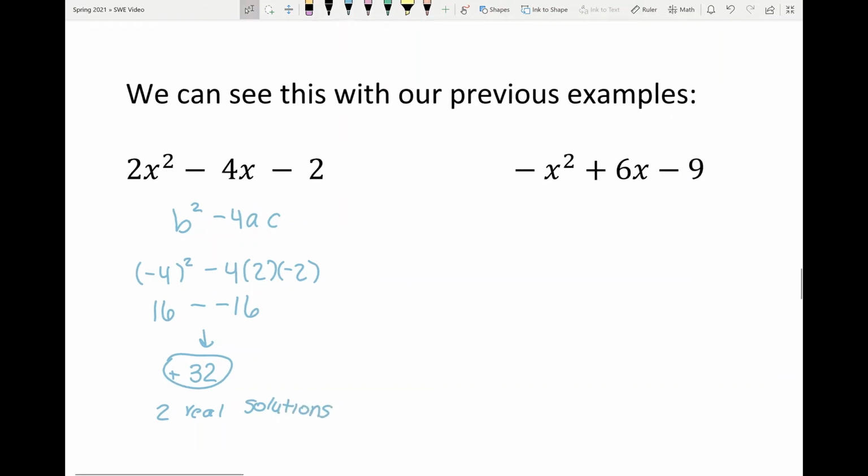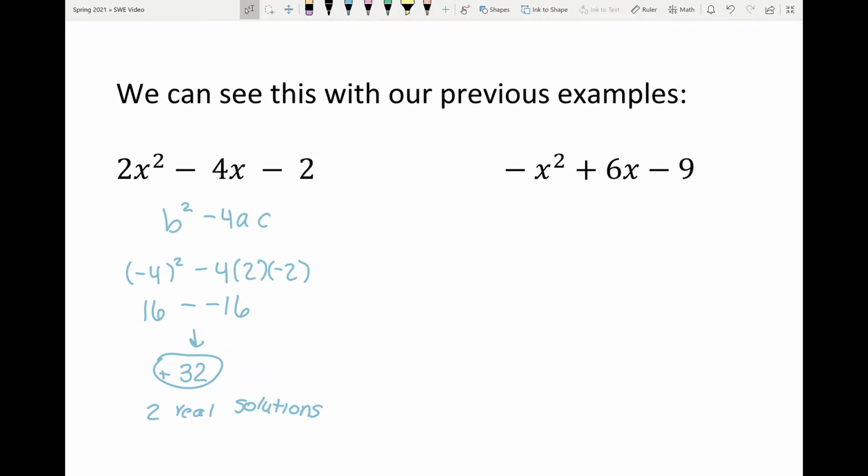Now, in the other example, we have 6 squared minus 4 times negative 1 times negative 9, which ends up giving us 36 minus 36, which is 0, which is why we got one real solution when we solved it in the previous example.